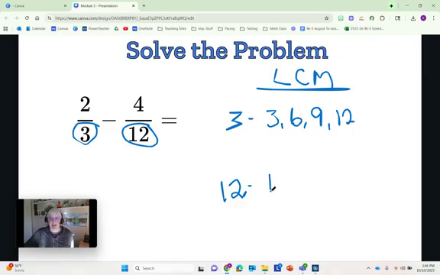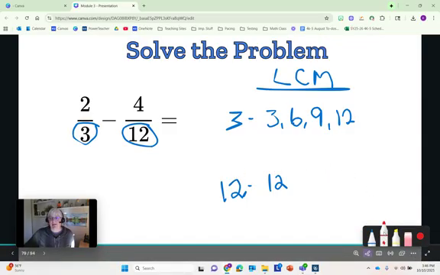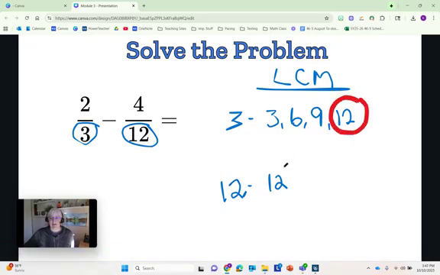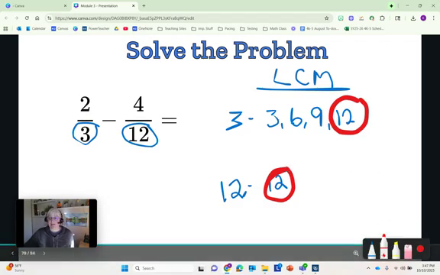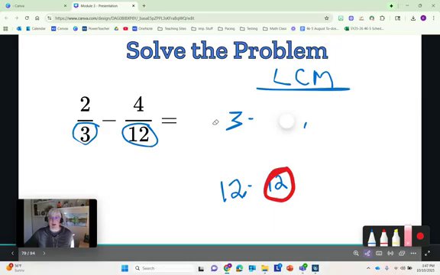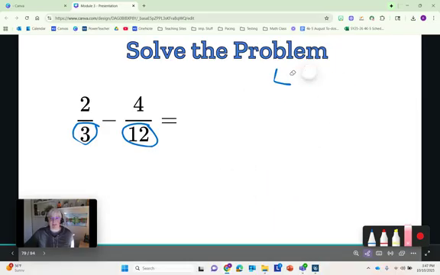And 12 times 1 is 12. They have those numbers in common. Those numbers are the same, and it's the smallest number they have in common because 12 times 1 is the very first math fact for 12. So we found it. We found our least common multiple. And in this case, it's 12. So now we can convert these fractions over to the least common multiple and then subtract.